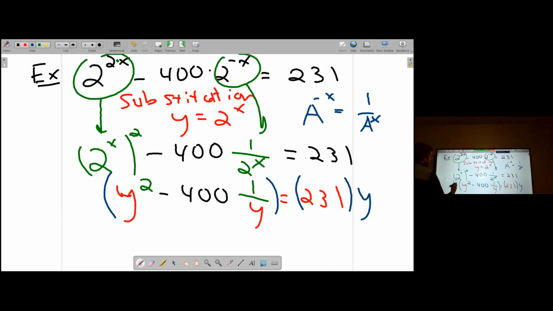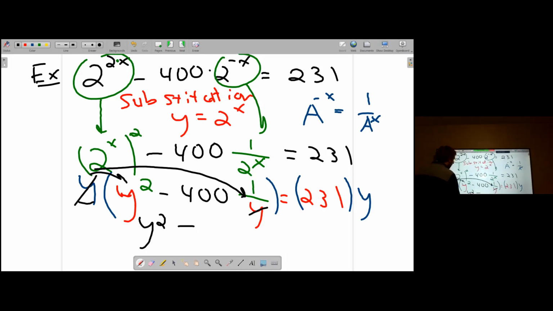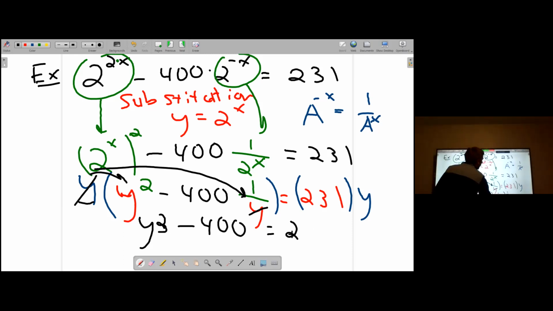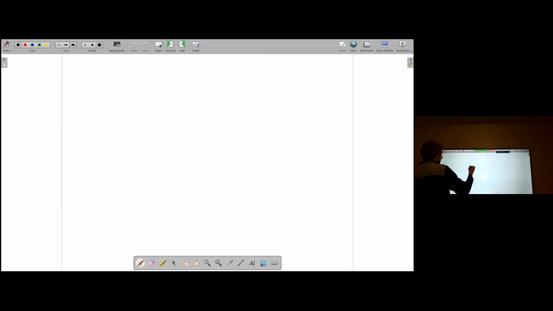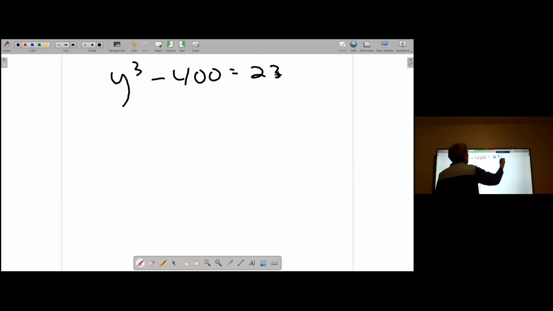I forgot to multiply this side by y. So we multiply both sides by y. We're going to get y cubed when I distribute this y in. These y's cancel. So I get y cubed minus 400 is equal to 231y. Okay? So let me go to another page. So I get y cubed minus 400 is equal to 231y.